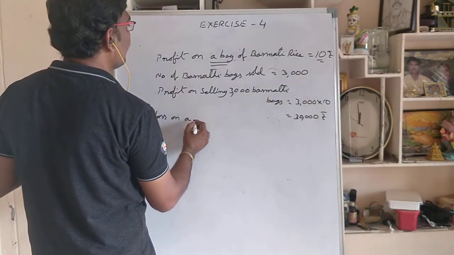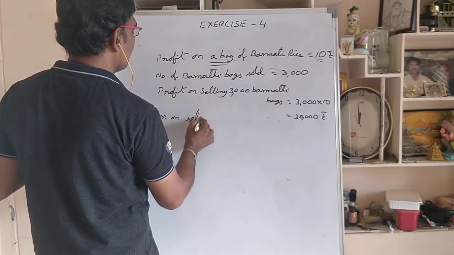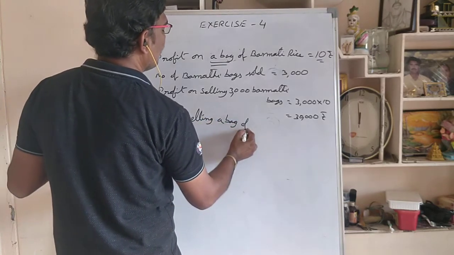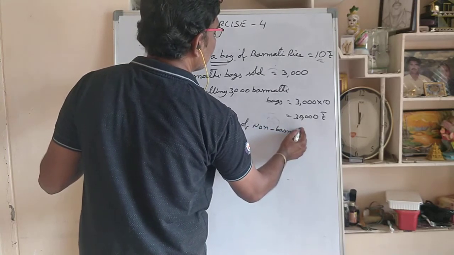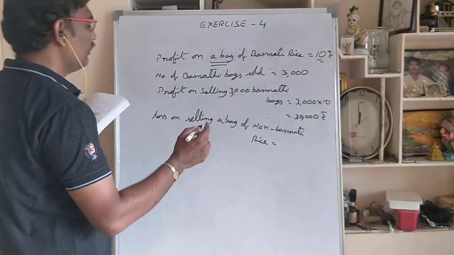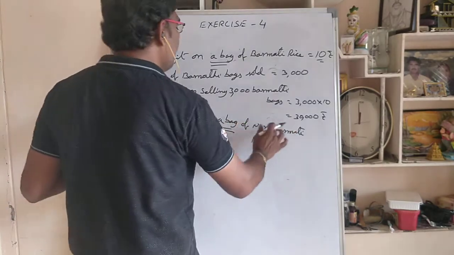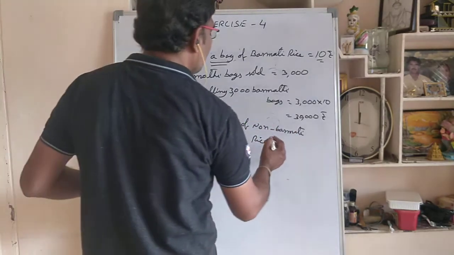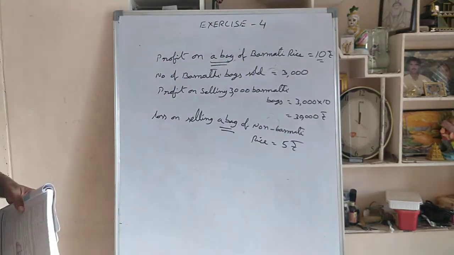Loss on selling a bag of non-basmati rice. So for one bag, if he sold a non-basmati rice bag, he will get a loss of 5 rupees. How many rupees? 5 rupees he will get.